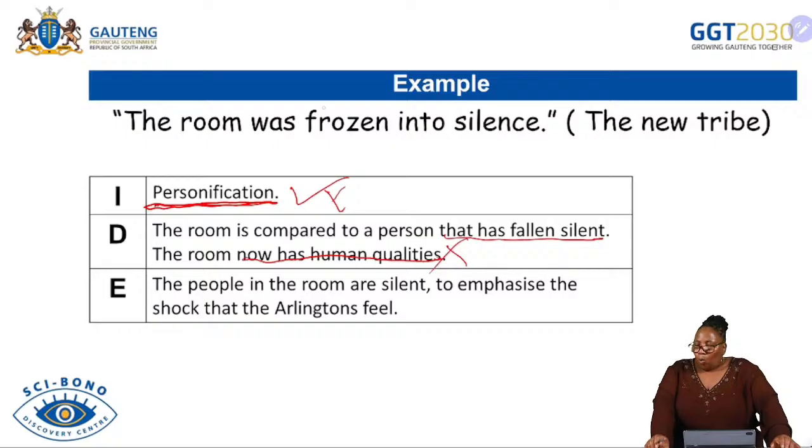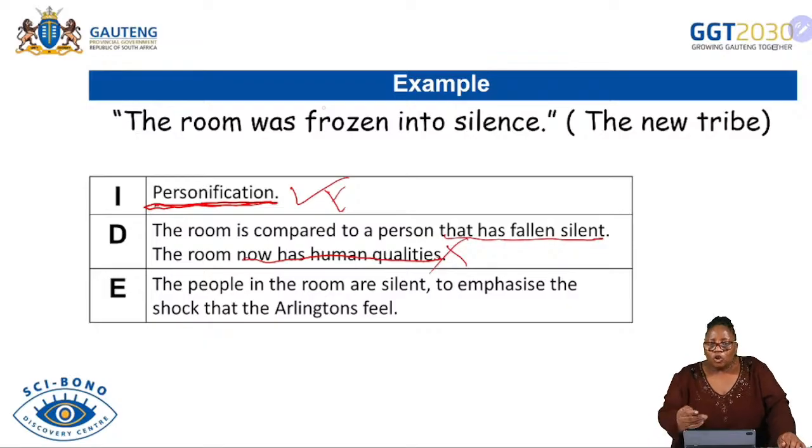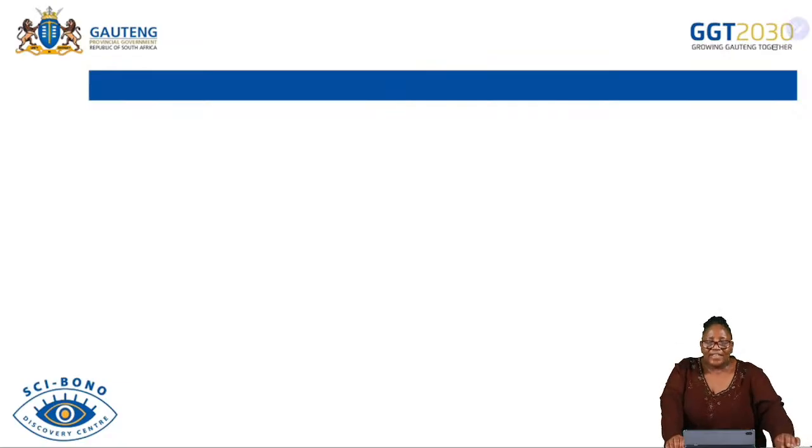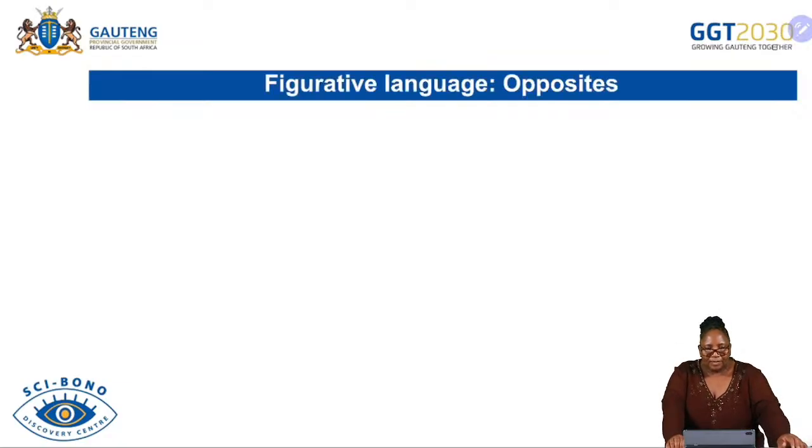Explanation. Why has the author used this particular figure of speech? The people in the room are silent. Why are they silent? To emphasize the shock that the Arlingtons feel. So that's how we explain our figures of speech.